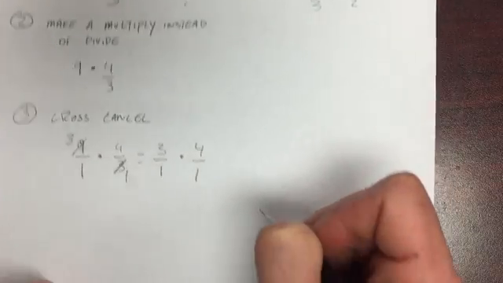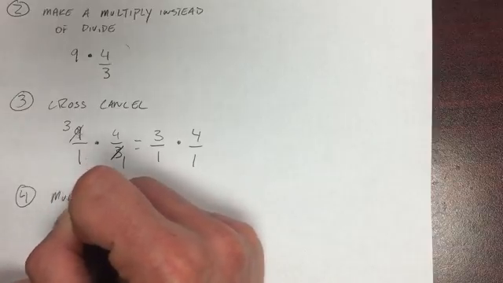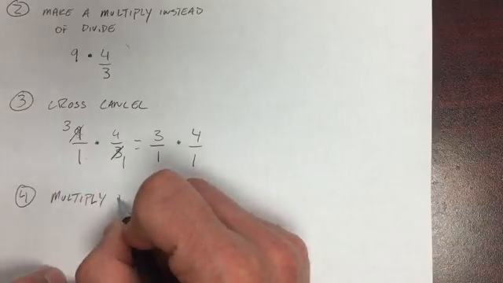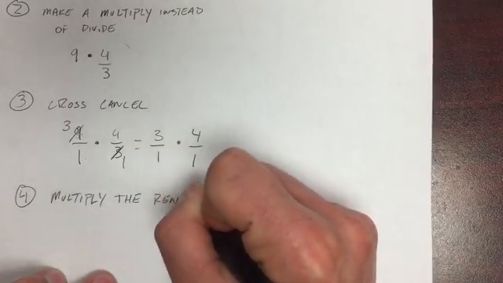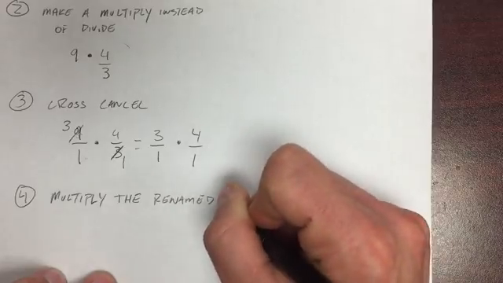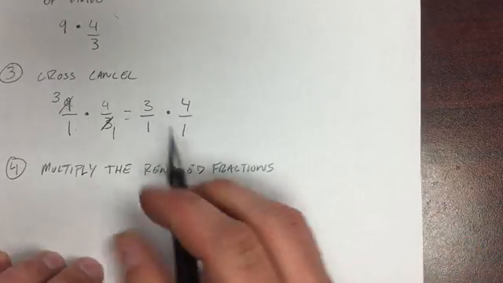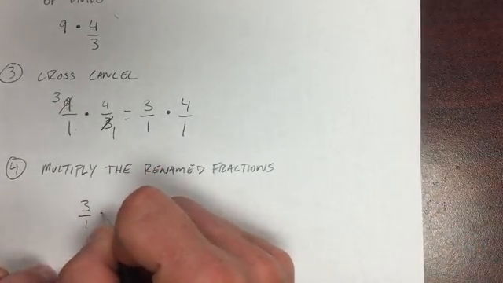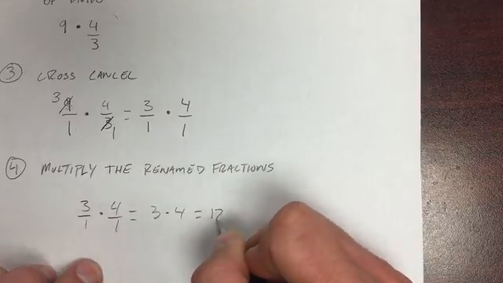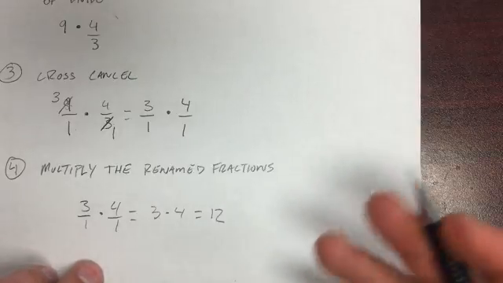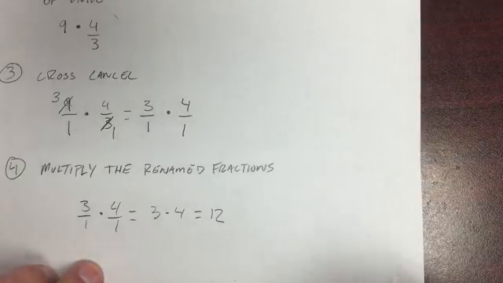Okay, and step 4 would be to multiply the renamed or the new fractions. So we have 3 over 1 and 4 over 1. That's going to equal 3 times 4, right? Which is going to equal 12. That seems pretty darn easy, right? Okay, let's look at another one.